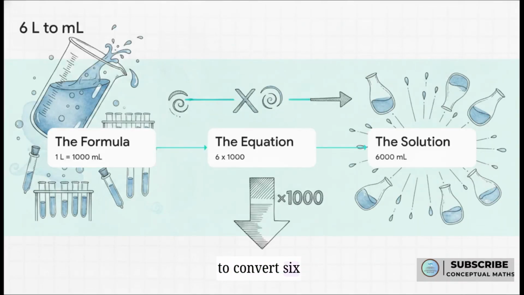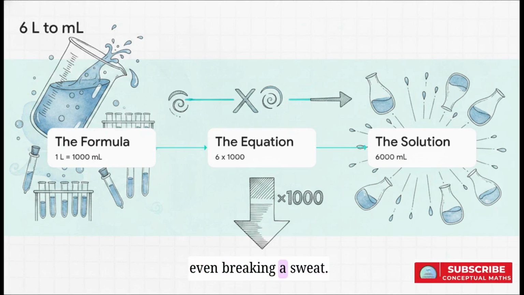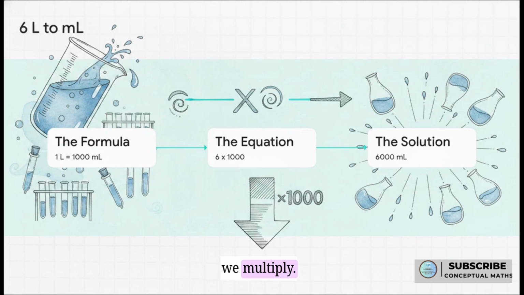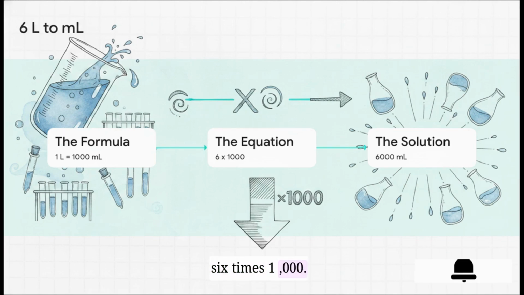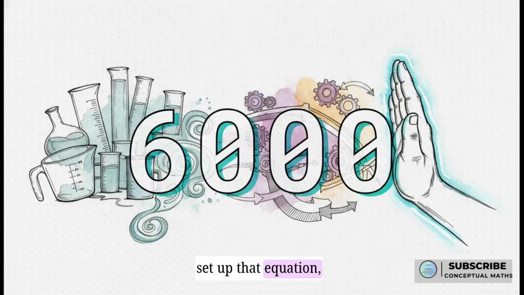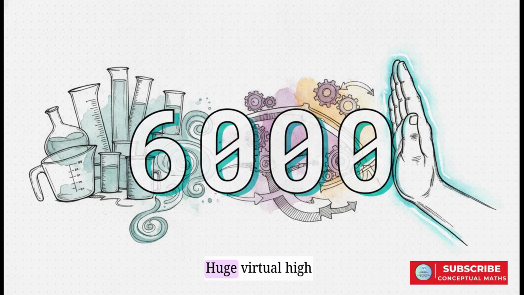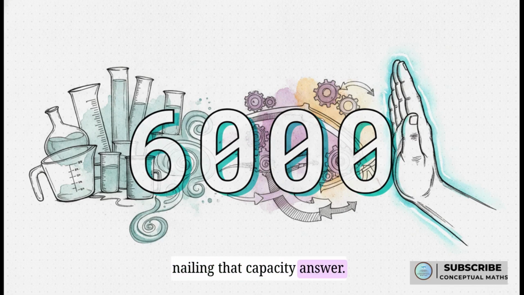So if you need to convert 6 liters into milliliters, I bet you know exactly what to do without even breaking a sweat. The base is 1,000, and going bigger to smaller means we multiply. Yep, 6 times 1,000. Fantastic! The answer is 6,000 milliliters. You confidently set up that equation, applied the rule, and the answer just flowed right out. Huge virtual high five for successfully nailing that capacity answer.